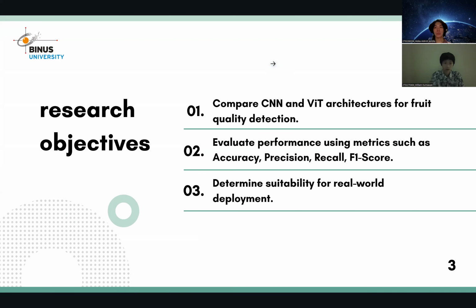This is our research objective. There are 3 points in here. We aim to compare CNN and ViT for fruit quality detections. Second, we evaluate their performance using accuracy, precision, recall, and F1 scores. The third is to see which model is better for real-world use.